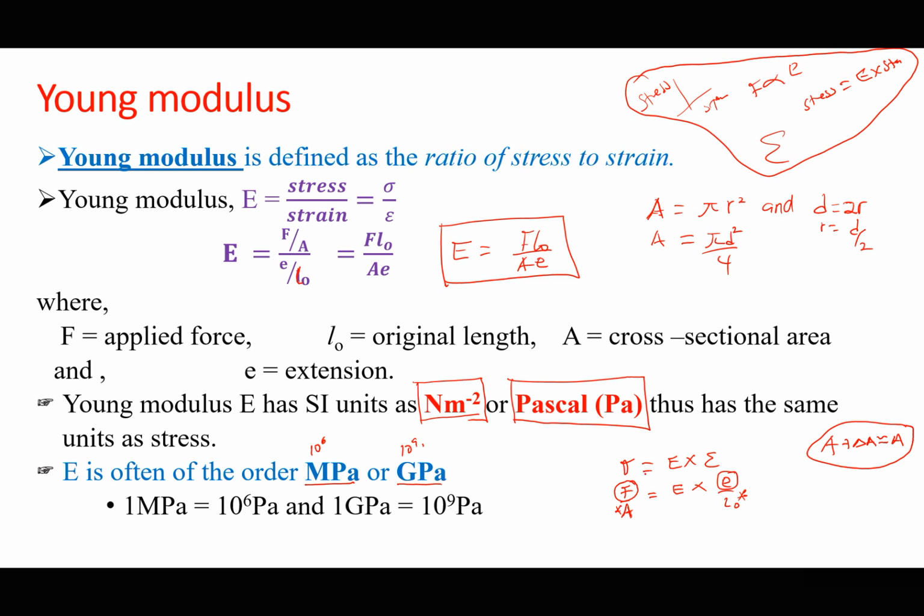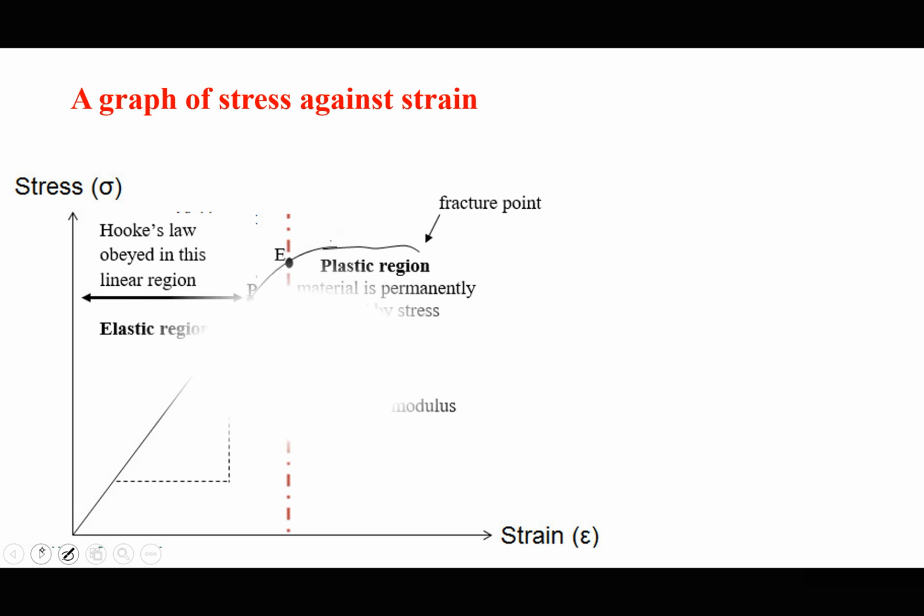Therefore, a graph of stress against strain is almost the same as the graph of force against extension. So the graph will take the same shape as the graph of force against extension that we talked about in lesson 1. The graph will look like that, almost the same shape as the one that we saw in lesson 1.